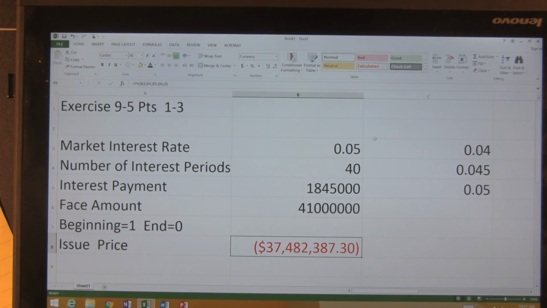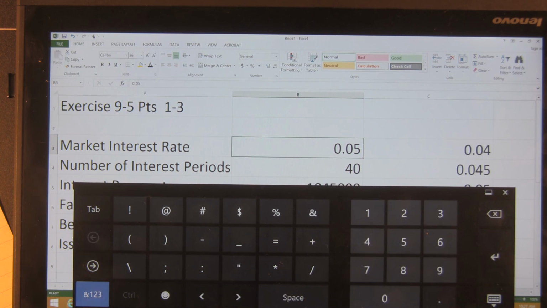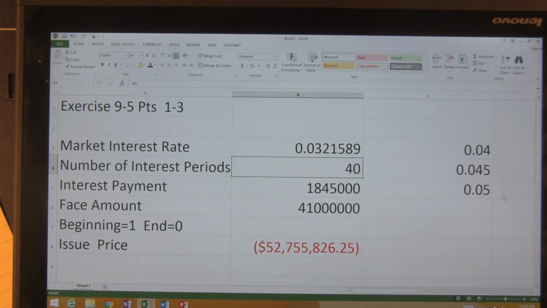Just for the hell of it, I mean, we can say, what happens if the interest rate goes to, pick any number you want, 0.032158.9%. Pretty ugly number. I don't even know what that would be. Like 6.5% a year. We're good. That bond would then sell for that price. All you need to do is plug in the interest payment, their rate, and you're good to go. Very useful way to do the problem.